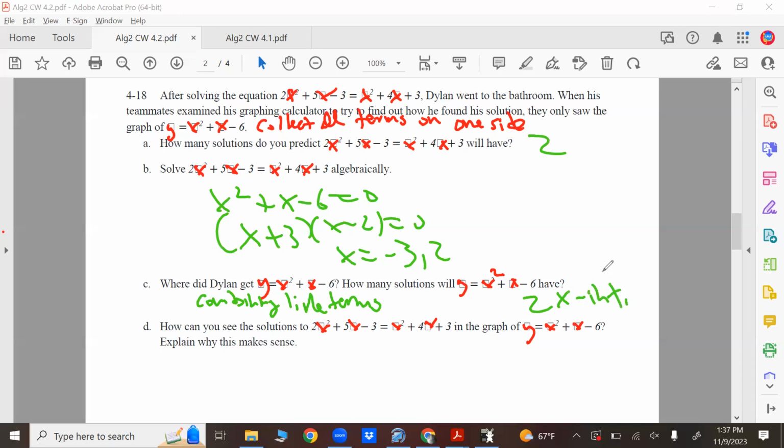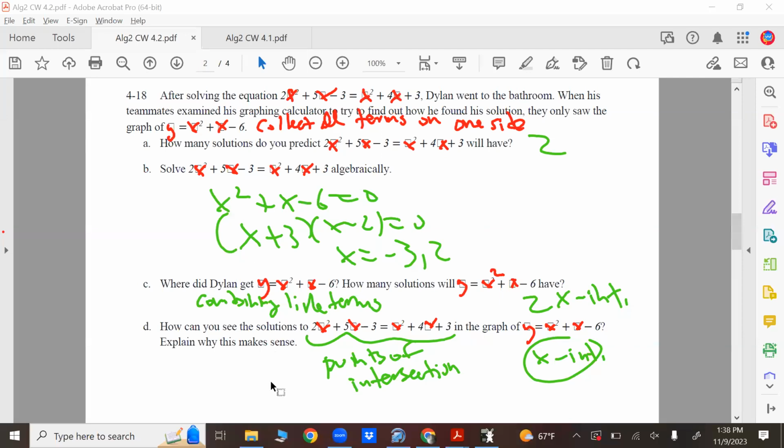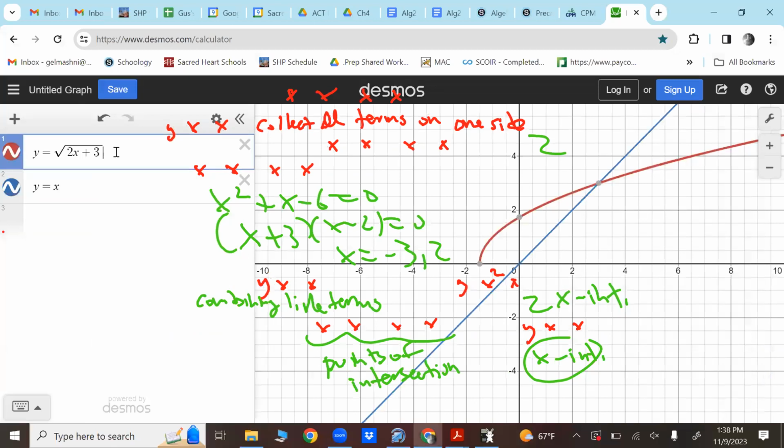And so how can you see this in the graph of that? Basically, you're looking for x-intercepts. Whereas here, you're looking for points of intersection. So let me do it really quickly on Desmos for you guys, and then we'll move on. So let me pull up Desmos here.